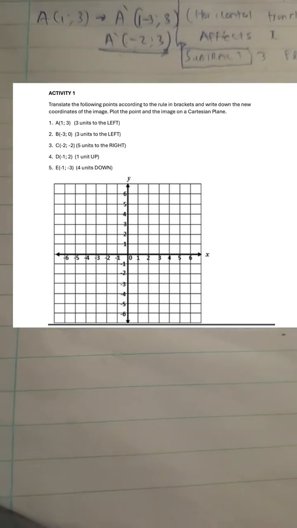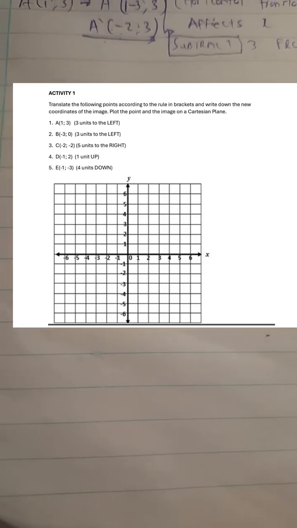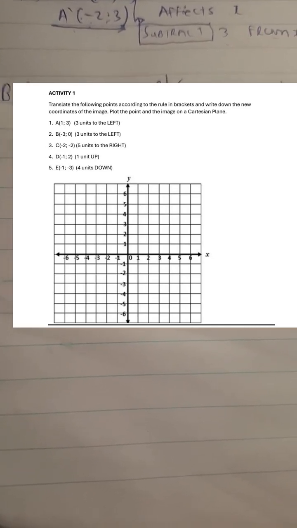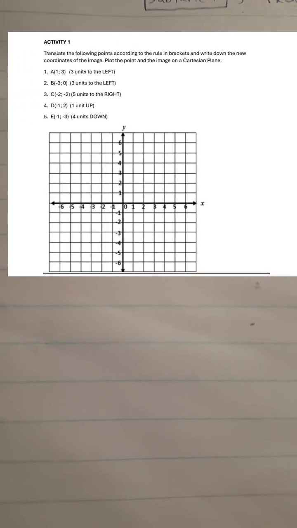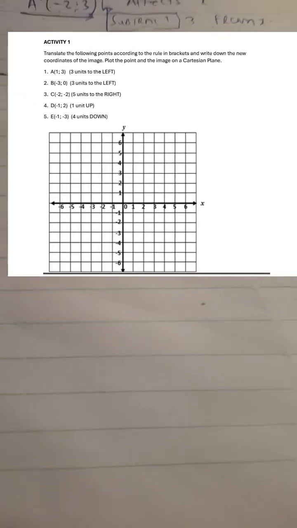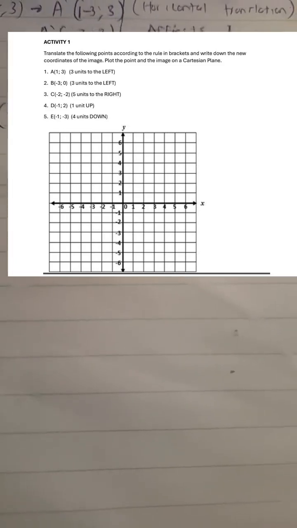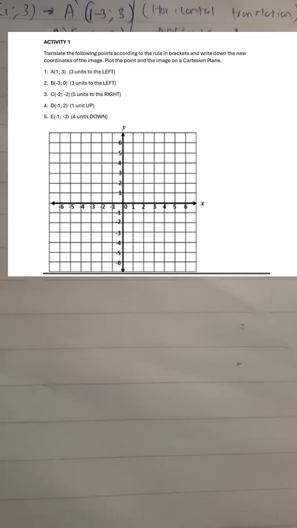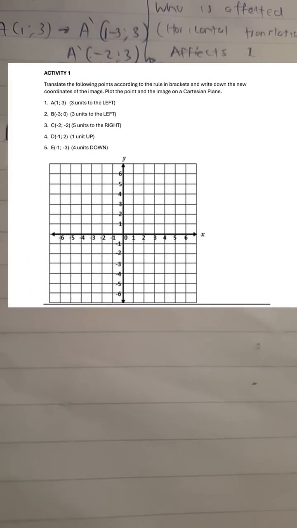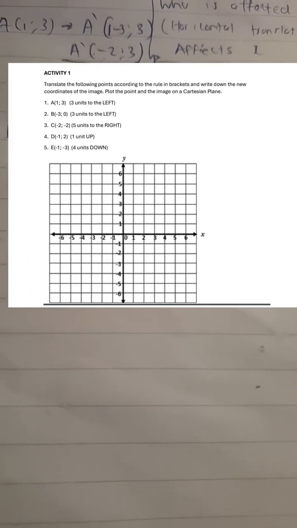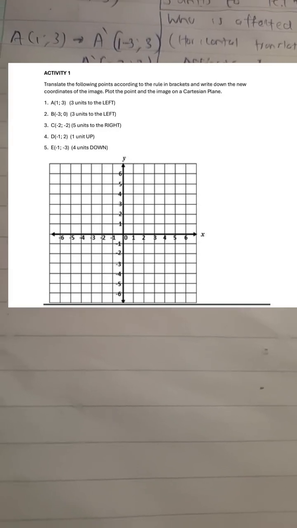Okay, so I'm going to give you some time. You guys can comment in the comment section. What would be the new coordinates of C if we are saying 5 units to the right? What would be the new coordinates of C, the image of C, if we are saying 5 units to the right?